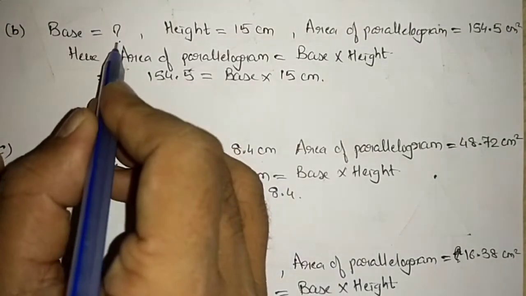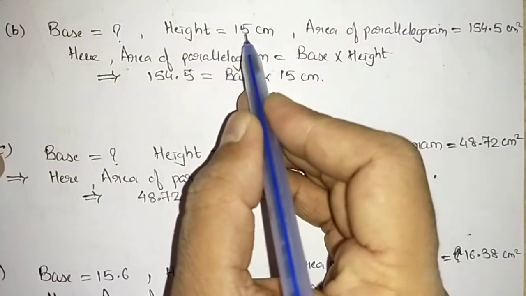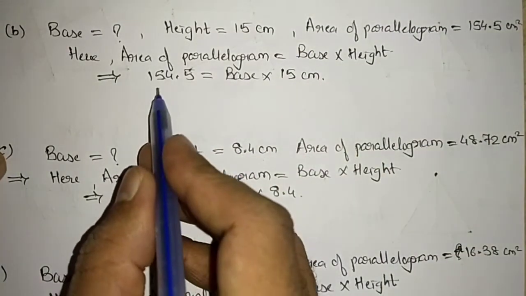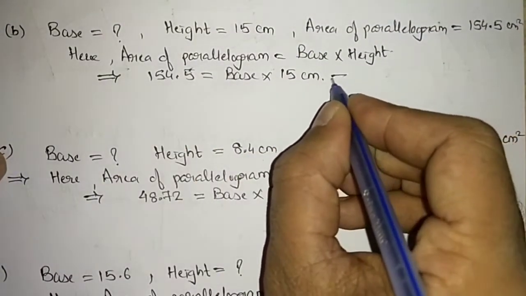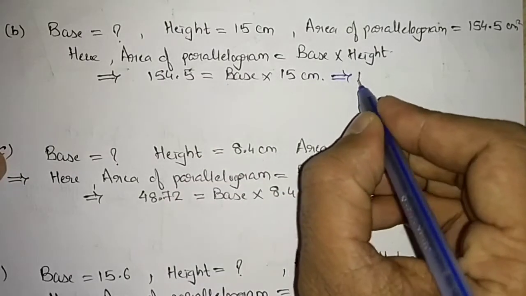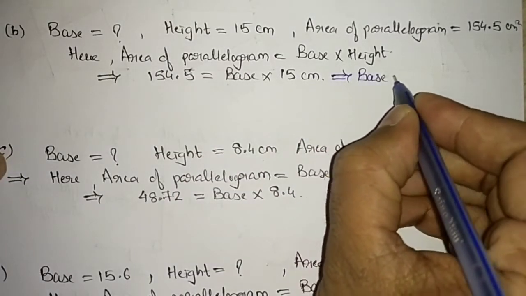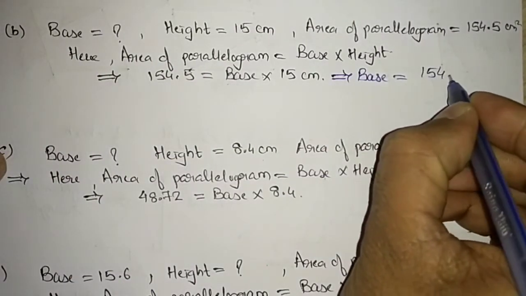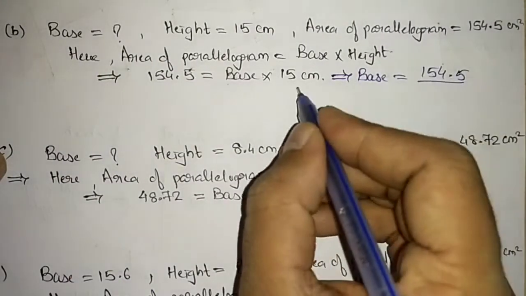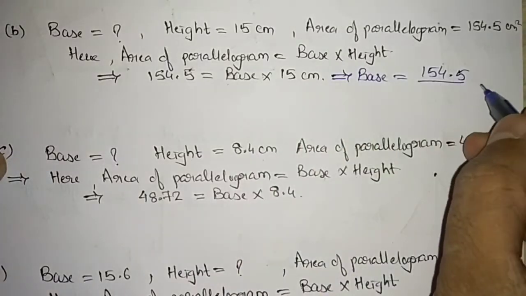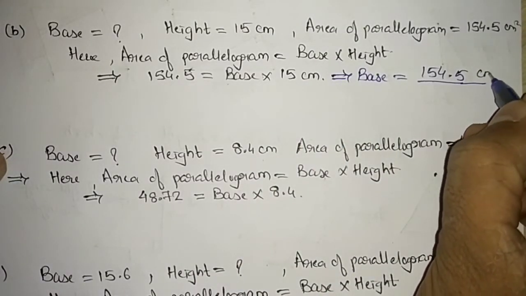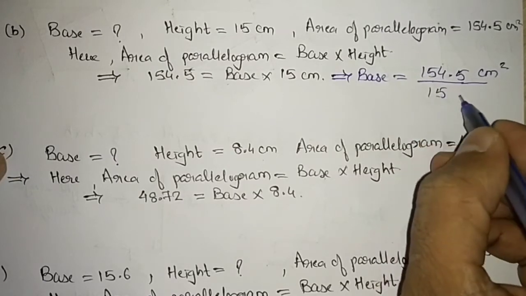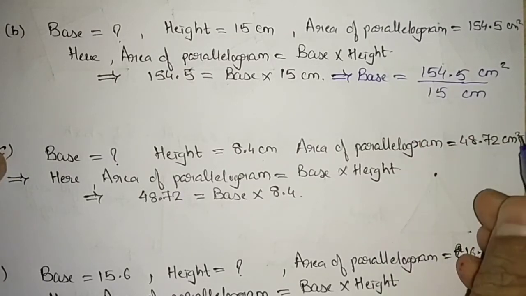In second part, base we are supposed to find, height they have given, area of parallelogram they have given. I have written all the values. Now since base is supposed to find, I will write base is equal to 154.5 and this 15 which is in multiplication, it will come here. This is 154.5 centimeter square and this is 15 centimeter.